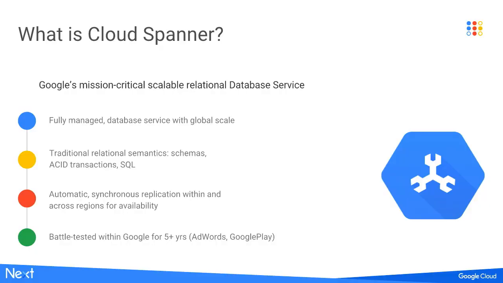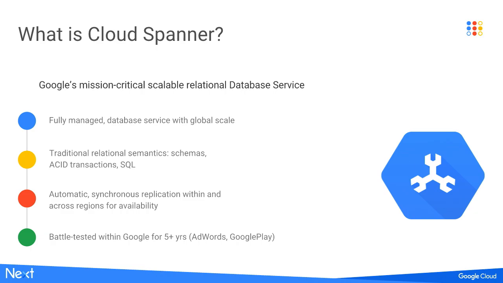Great. So that is our quick introduction into what is Cloud Spanner. So Cloud Spanner is Google's mission-critical, scalable relational database service. So almost 10 years after the internal Spanner project went into production inside Google, we've been able to bring that same level of performance and consistency and scalability to our Google Cloud Platform customers. So what does that really mean?